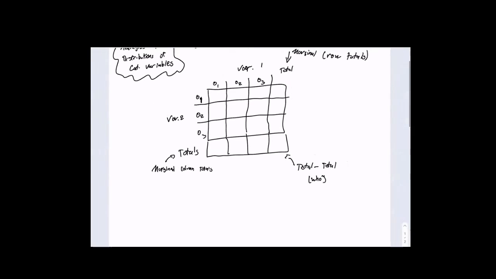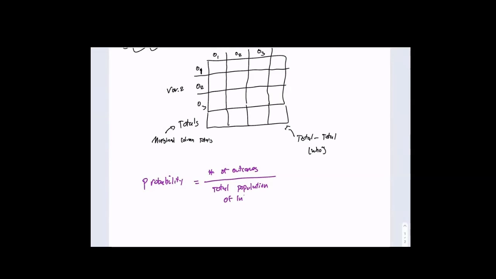Now, when doing these problems, it's very important to understand the population. And a lot of this, like I said, is the same thing. So when we're doing the probability, the probability is always equal to the number of outcomes over the total population of interest. Now, it's this part about the population of interest that can confuse some people.